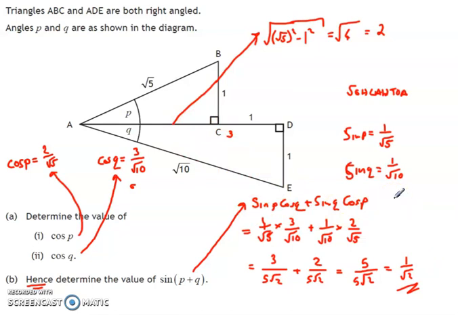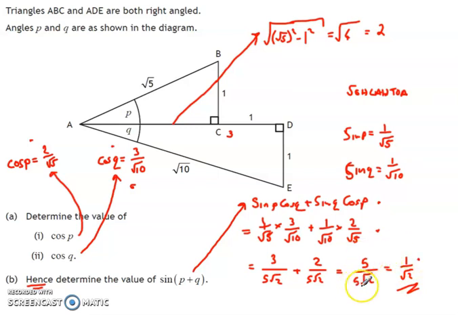Now this sort of question here is 5 marks overall. First mark was for getting cos p, second mark for getting cos q. Third mark was in part B, and it was for knowing the expansion and writing it out. Fourth mark was then finding my sine p and my sine q and substituting them in. And then the fifth mark was getting to 1 over root 2 as my final solution.